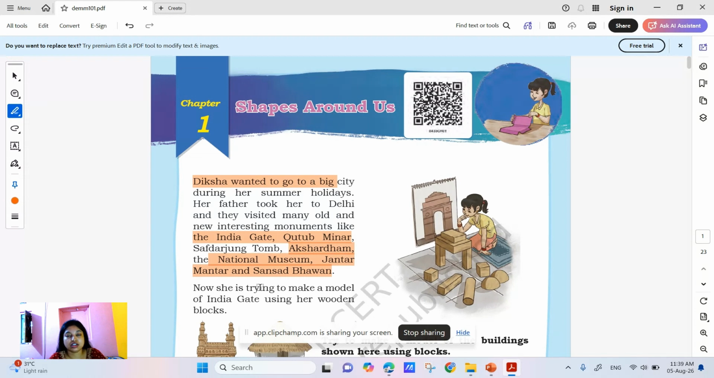You guys are also visiting different types of places during summer vacation. Just like you guys, Diksha wanted to go to different types of places like India Gate, Qutub Minar, Akshardham, National Museum, Jantar Mantar, Sansad Bhavan, etc. So this chapter is totally on the topic of different types of shapes. Here you can see different types of images like a cube, a rectangle, a cylinder. Okay, different types of images are there.